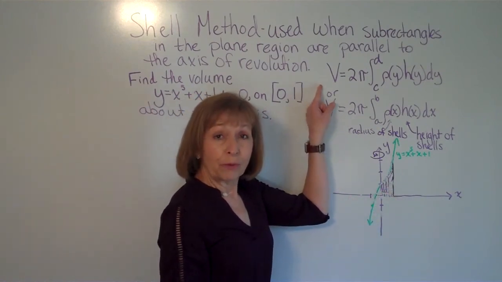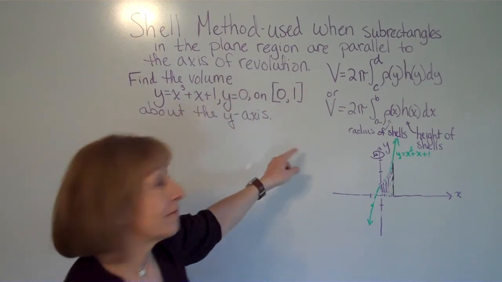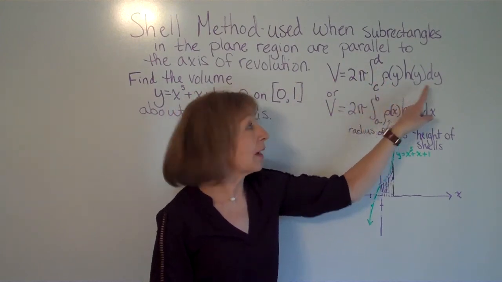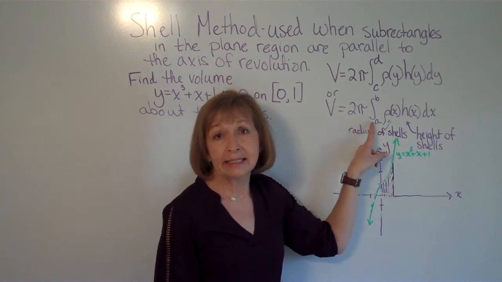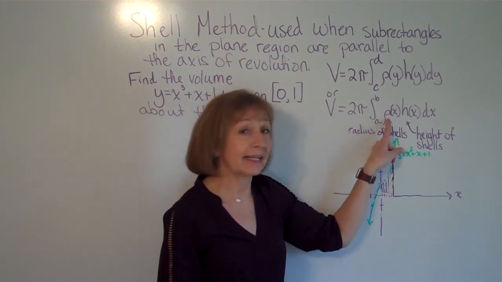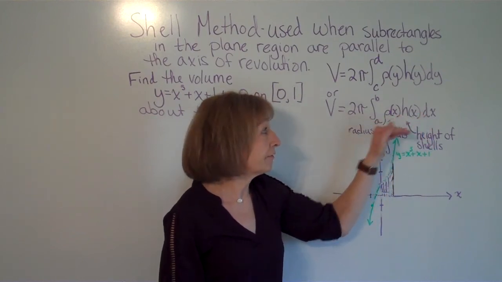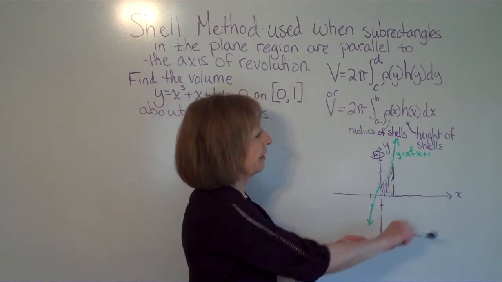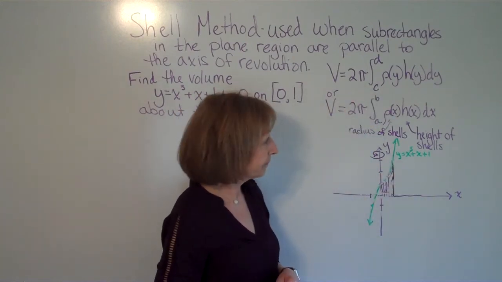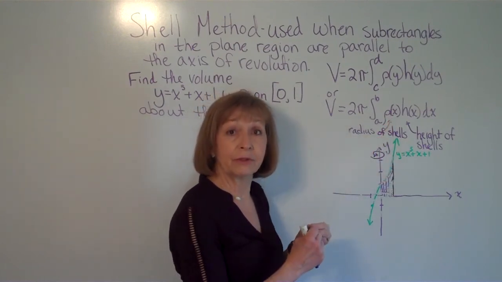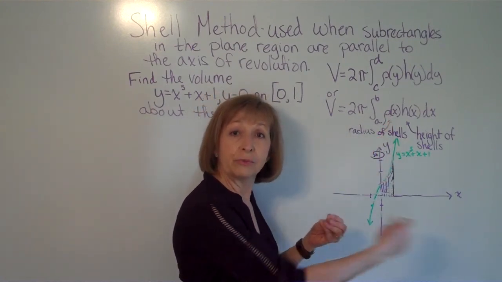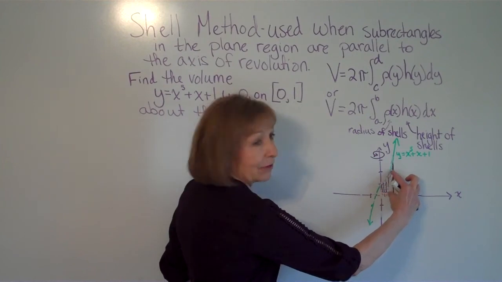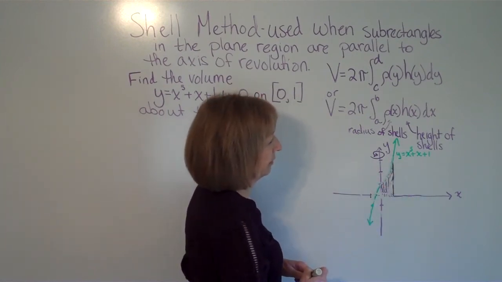So our volume formula for the cylindrical shell method is the volume equals 2 pi times the integral from c to d of rho of y times h of y dy, or 2 pi times the integral from a to b of rho of x times h of x dx, whichever the representations have to be: vertical for dx, or horizontal for dy. Rho of x is your radius from your axis of revolution out to the shells as you work across the region, and h of x is the height of those cylindrical shells as you go across the region.